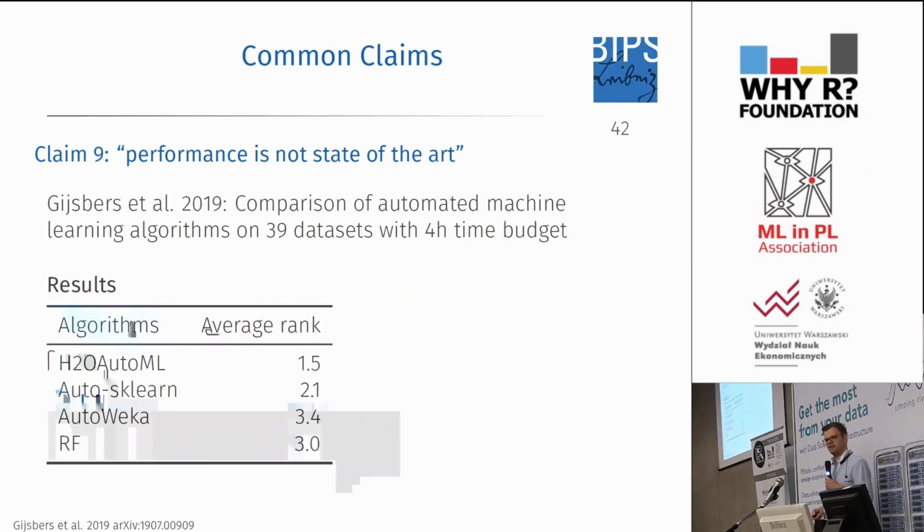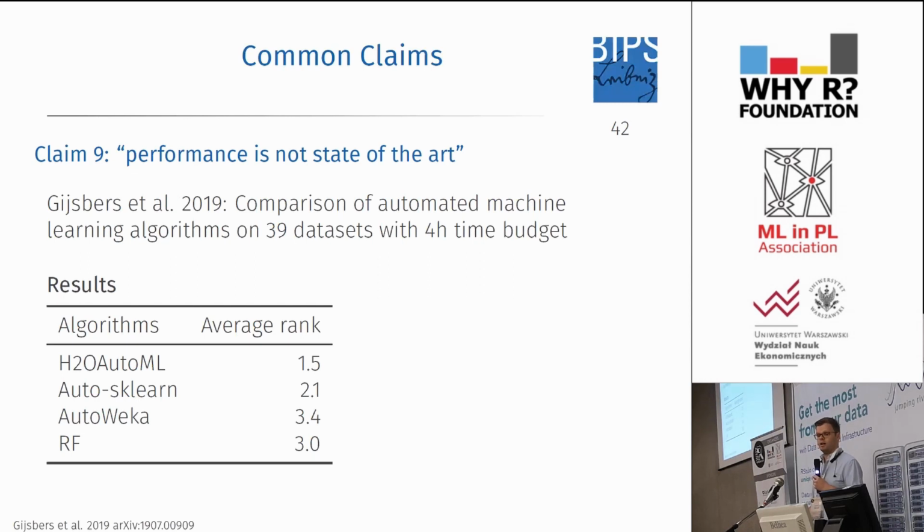And an interesting result on that is this benchmark of automated machine learning algorithms on 39 datasets and with a 4-hour time budget. So they analyzed several datasets, compared different AutoML approaches, and you see, if you look at the rank, and they added random forest just as a benchmark, just as a baseline. You see that H2O AutoML works quite well, and also AutoSKLearn outperforms the random forest, and the AutoWEKA doesn't work so well. So based on that, I would say, yes, random forest is not state of the art. These AutoML approaches are better.